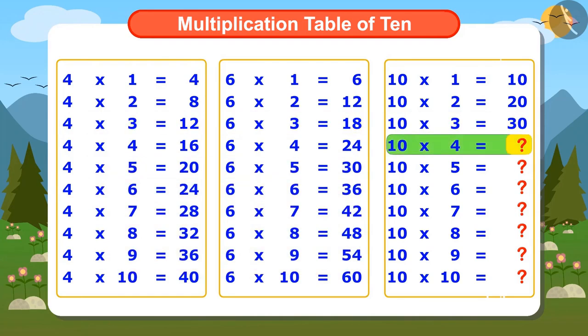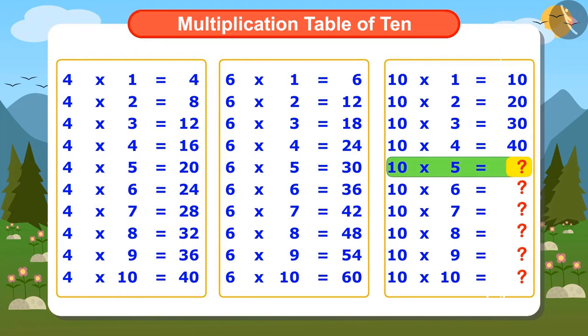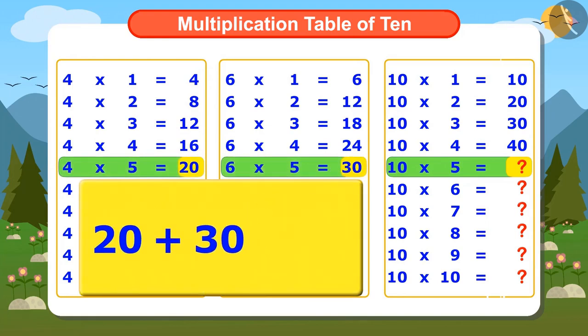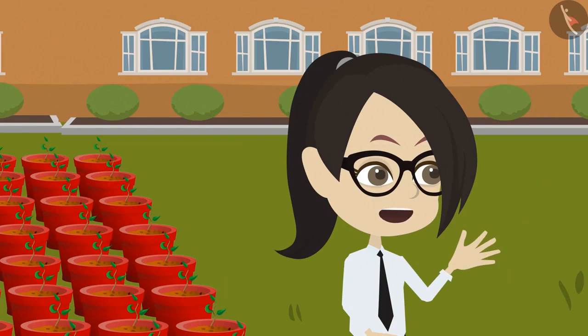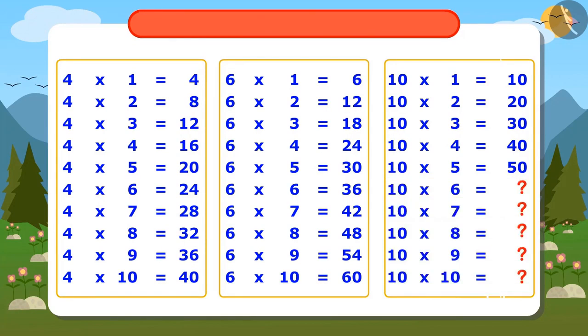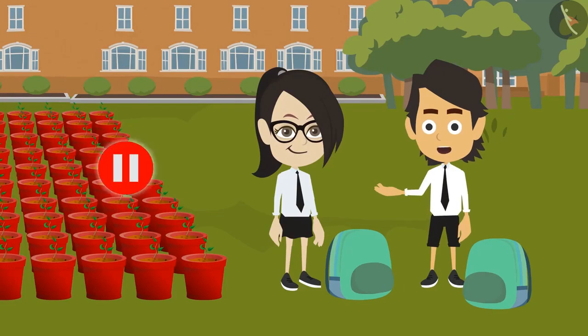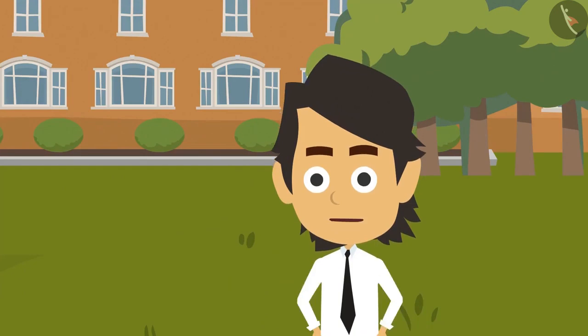To know the value of 4 times 10, we add 16 and 24. The answer is 40. To find 5 times 10, we will have to add 20 and 30. So 5 times 10 is 50. You have already found half of the multiplication table of 10. Now you can find the rest of the table in the same way. I will find out the remaining part of the multiplication table of 10. You can also pause the video and complete the table of 10 yourself. Let's see if you can write the entire table correctly.